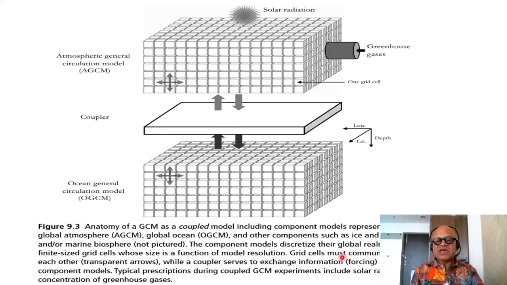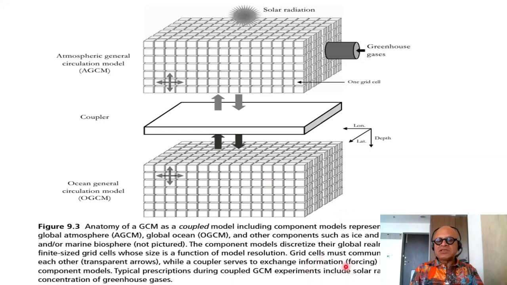The component models discretize their global realm with finite-sized grid cells whose size is a function of model resolution. In other words, the governing equations are non-linear. They cannot be solved with paper and pencil. They have to be integrated numerically, which requires that we discretize it, use numerical methods, and so on, that we talked about in detail in the climate modeling part of this entire course that you can look up. So you need higher resolution to capture some of the processes, but then it increases the computational cost and so on and so forth.